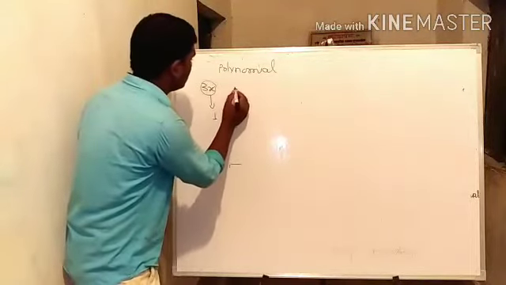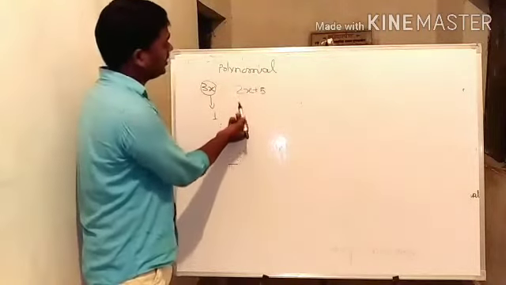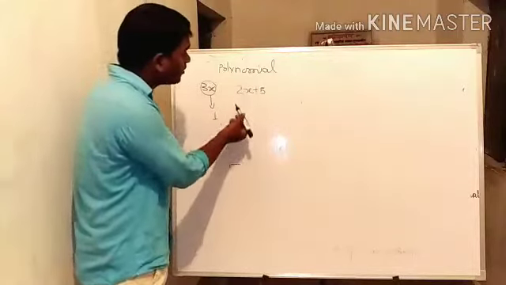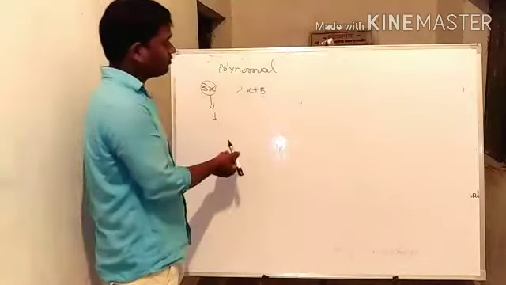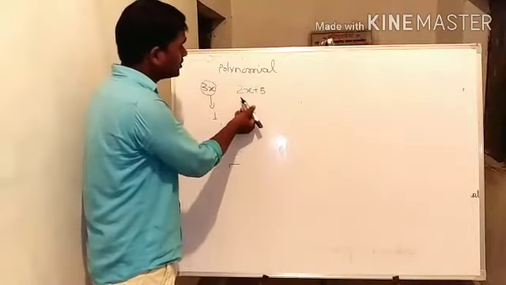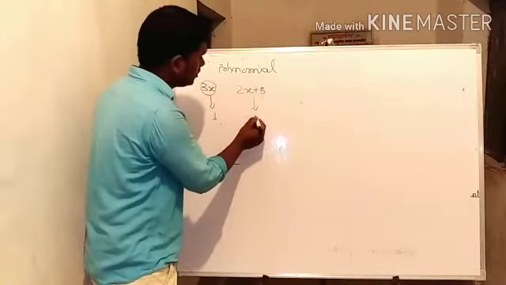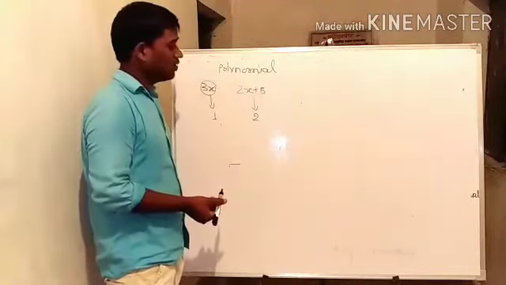Here is the second example, 2x plus 5. In 2x plus 5, we count the number of terms. 2x is the first term and 5 is the second term. So the number of terms in 2x plus 5 is 2. So 2x plus 5 is known as binomial.